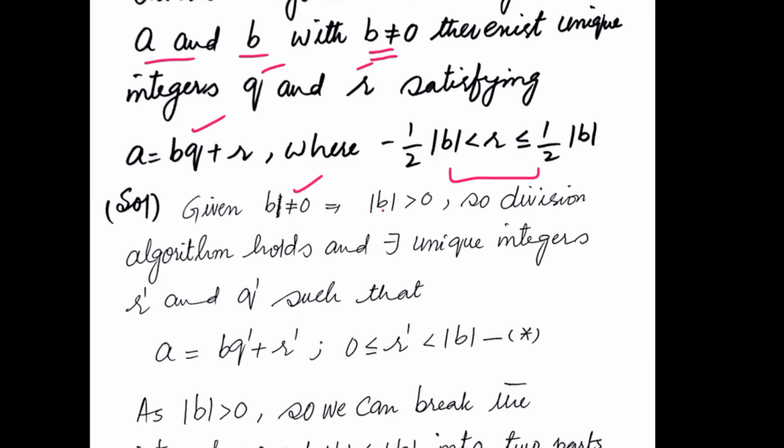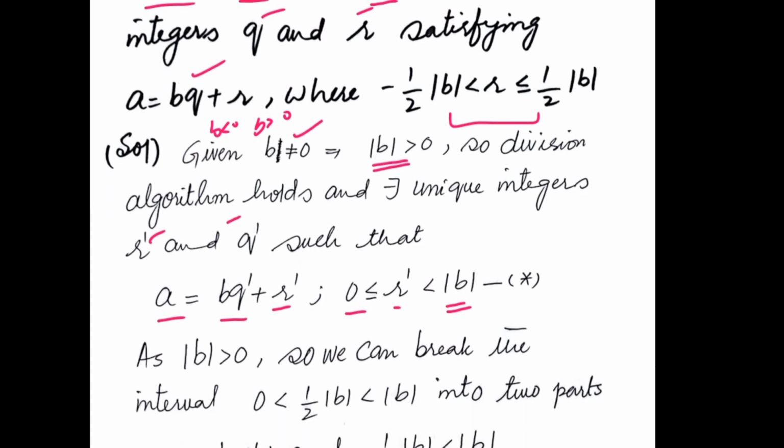If b is non-zero, it means b is either positive or b is negative. But in any case, the absolute value of b is positive. So the division algorithm holds, because the division algorithm says that if your divisor b is positive, then there exists a unique integer q and r such that we can write a is equal to bq plus r. So if here |b| is positive, the division algorithm holds and there exists a unique integer r dash and q dash such that we can write a is equal to b times q dash plus r dash, where your remainder lies now 0 less than or equal to r dash less than |b|.